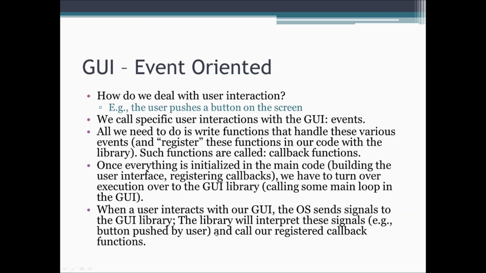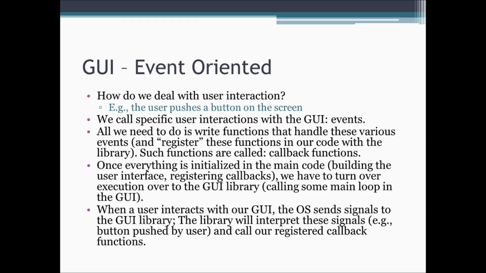GUIs are event-oriented. Once you design your window with the buttons, input fields, etc. in them and start your program, how will you know that a user actually interacted with them? Users will interact with entries in your window, and each of these interactions will create an event. Events such as pushing a button, grabbing a slider, etc. You will have to provide and register functions that the GUI library will call when each of these events happen.